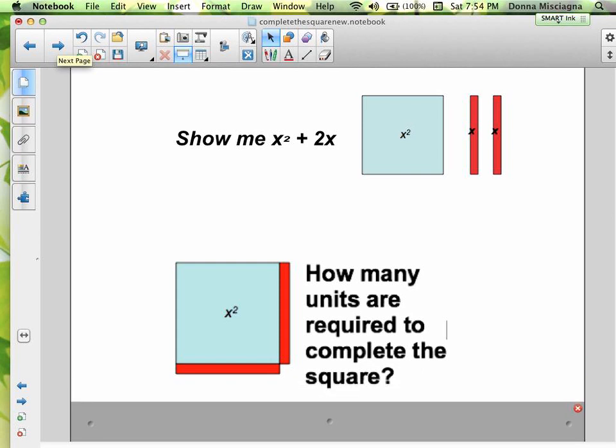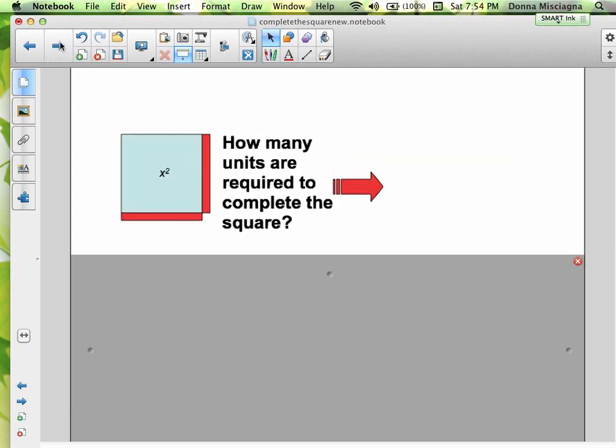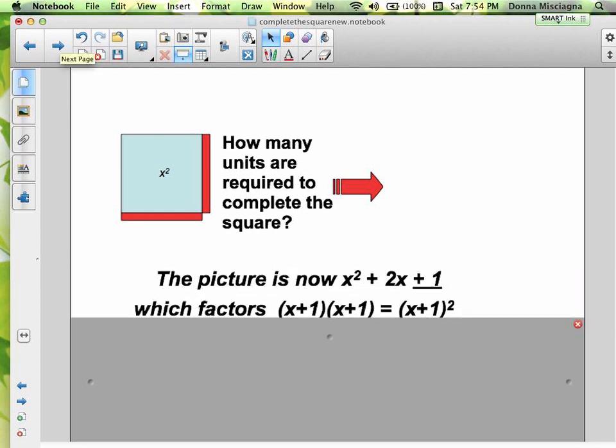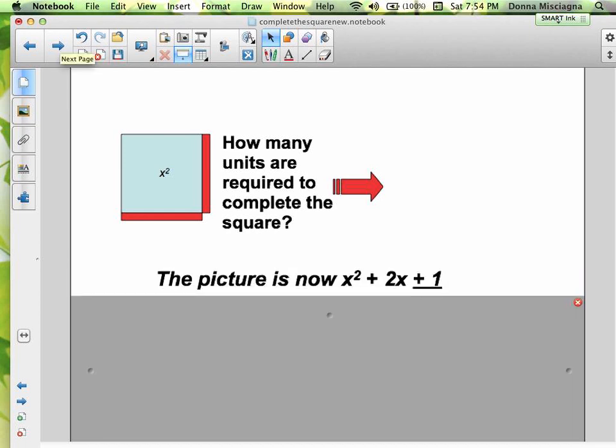How many units are required to complete the square? All right, so think in your head how many are needed. I think this one is easy. By the way, did you get the last one right? Did you know it was 9? But even if you didn't know that one was 9, I got a feeling you knew this one, how many were going to be needed in this case. And it was 1. 1 square was needed to complete our picture.